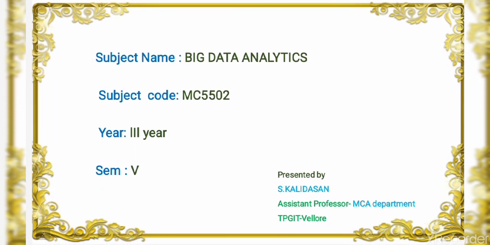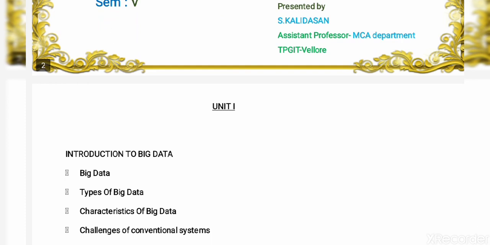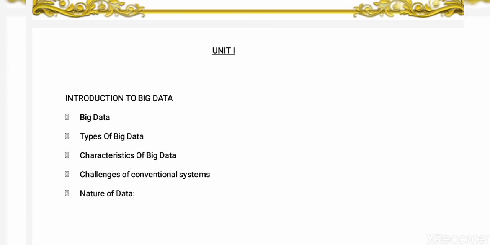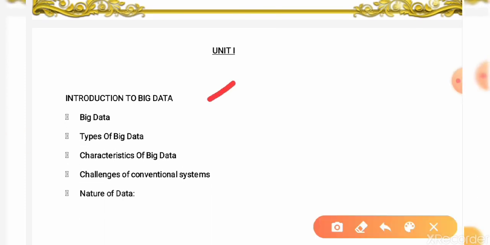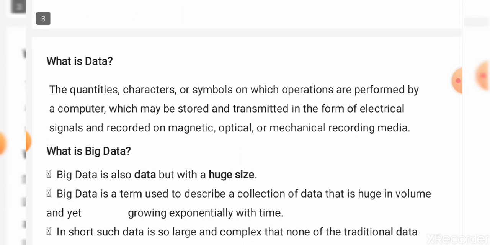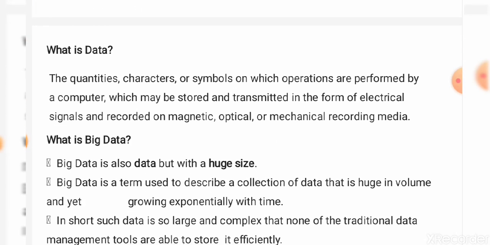Hi everybody, I'm going to discuss big data analytics, which covers the topic of Unit 1. Unit 1, Introduction of Big Data. The topics to be covered are big data, types of big data, characteristics of big data, challenges of conventional systems, and nature of data. First of all, we go for what we mean by data.